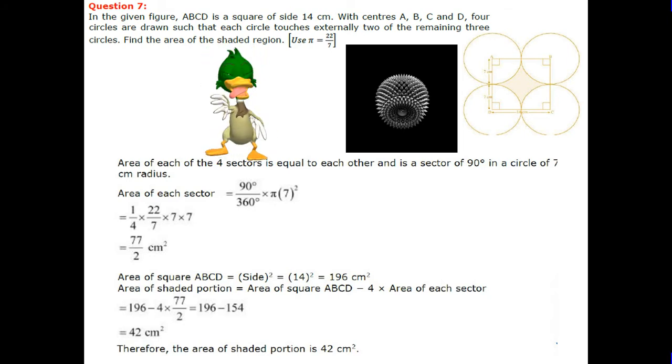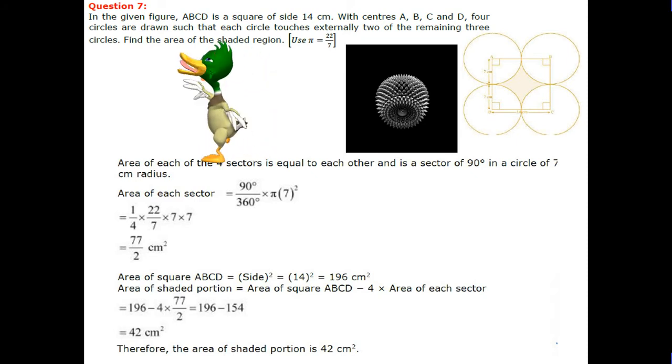Question number 7. In the given figure, ABCD is a square of side 14 centimeter. With centers A, B, C and D, four circles are drawn such that each circle touches externally two of the remaining three circles. Find the area of the shaded region. Pi is equal to 22 upon 7.